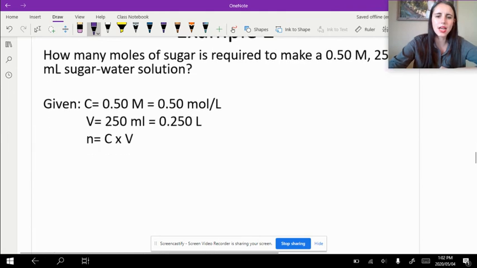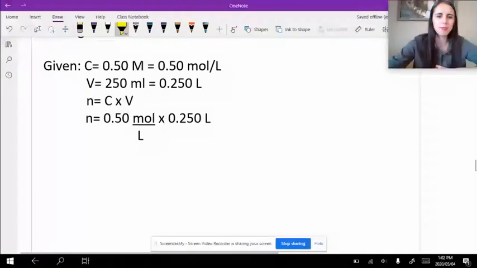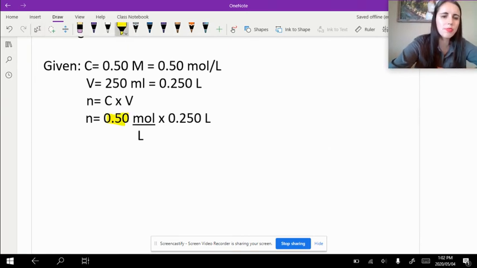Our last step is to figure out number of moles. Number of moles is going to be, from that triangle we gave you, equal to concentration times volume. So I want to take my concentration I was given, and my volume that I was given that's been converted to liters, and I want to multiply them. So I'm going to take 0.5 and multiply it by 0.25.